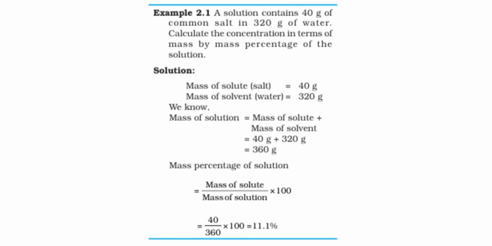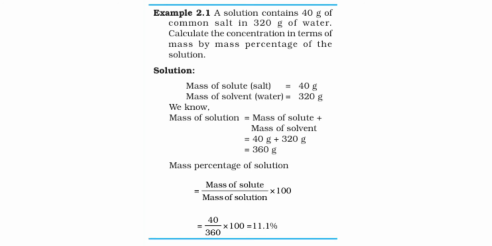Let us see the example given in your textbook so that it will be more clear to you how to find the concentration of a solution. Example 2.1. A solution contains 40 gram of common salt in 320 gram of water. Calculate the concentration in terms of mass by mass percentage of solution. So here the solute is salt and the solvent is water. So the mass of solute is 40 gram and the mass of solvent is 320 gram.